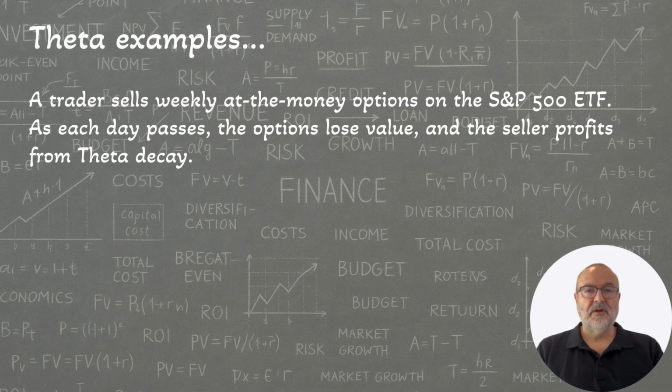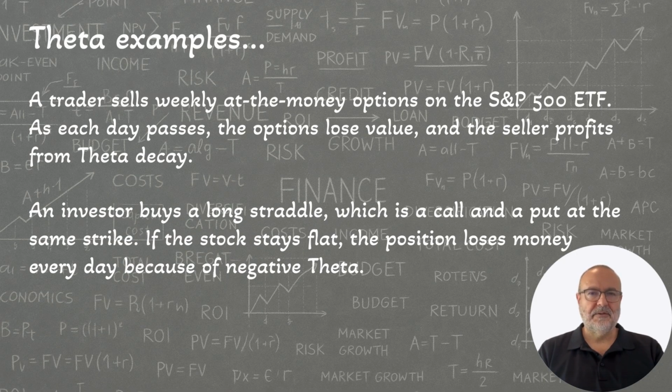Let's talk about some examples. First, a trader sells weekly at-the-money options on the S&P 500 ETF. As each day passes, the options lose value and the seller profits from theta decay. Another example, an investor buys a long straddle, which is a call and a put at the same strike. If the stock stays flat, the position loses money every day because of negative theta.